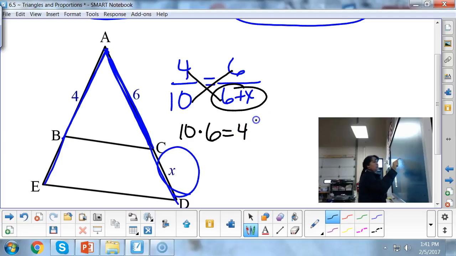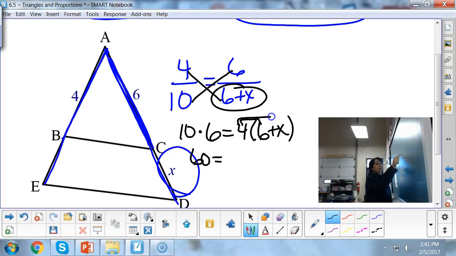So we have to use distributive property. So 10 times 6 is 60 is equal to, and I have to distribute this 4 to both. So 4 times 6 is 24, plus 4 times x is 4x.